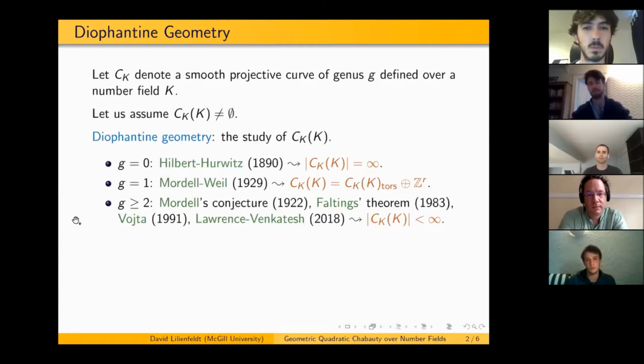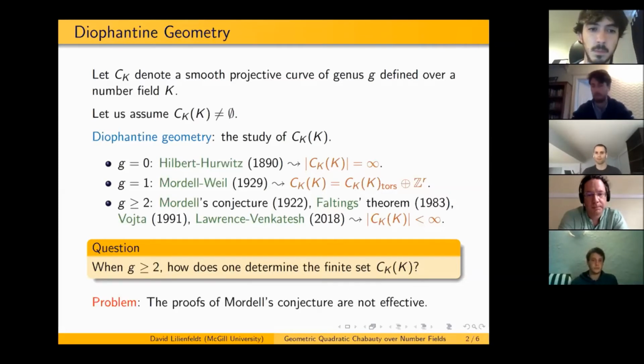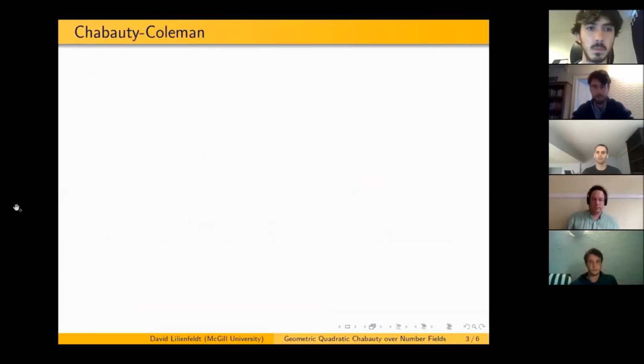So for these higher genus curves, it's actually a well-posed question to ask, now that we know that this set is finite, how do we explicitly determine it? Given a curve, how can we determine exactly the set of rational points? One of the main problems is that all these proofs of Mordell's conjecture are not effective. So there's no general algorithm that will spit out the set of rational points. Recently, some techniques have been developed to address this question of effective determination of rational points.